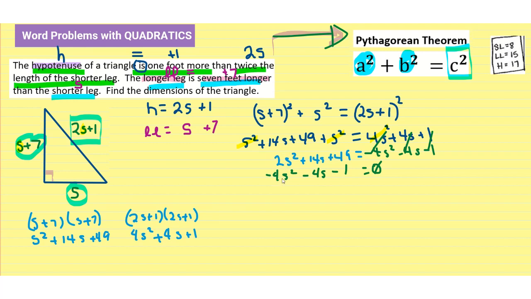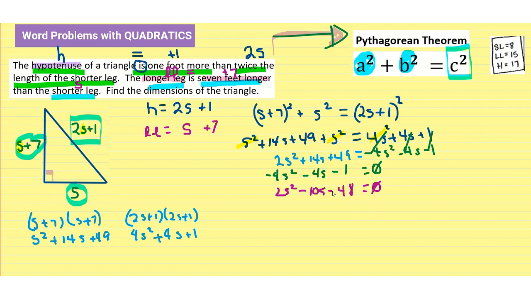2s squared minus 4s squared is negative 2s squared. 14s minus 4s is going to be 10s. Okay, and then 49 minus 1 is going to be plus 48. So the thing is though, I don't like having that negative in front. So we're going to divide everything by -1, which means that essentially it's going to change all my signs. So that'll turn into a positive. This is going to turn into a negative, and this also will turn into a negative.